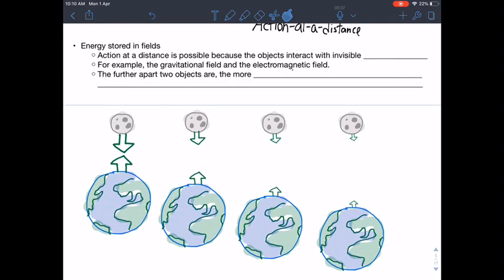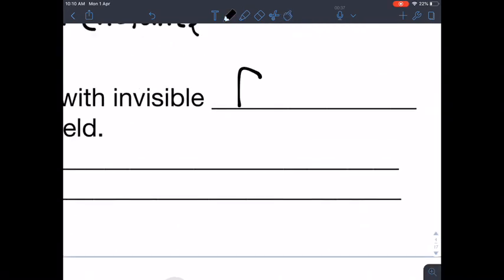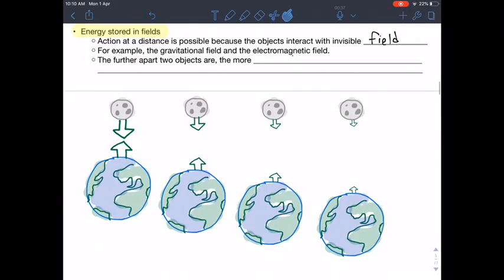Now, we want to take a deeper dive into this idea of action at a distance, and we're going to connect it with the idea of energy, specifically energy that is being stored in fields. So action at a distance forces are possible because the objects are interacting with an invisible thing called a field. For example, in the case of gravity, objects are interacting with what's called the gravitational field. And in the case of electrostatics, they're interacting with the electromagnetic field.